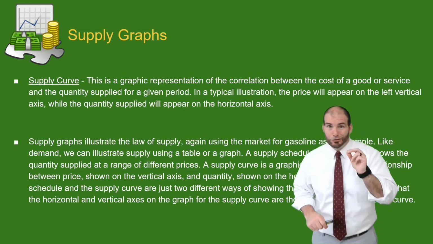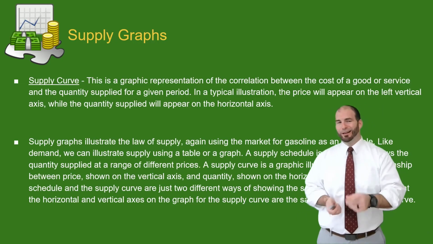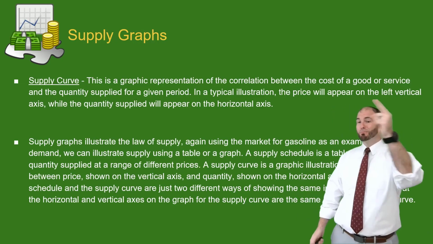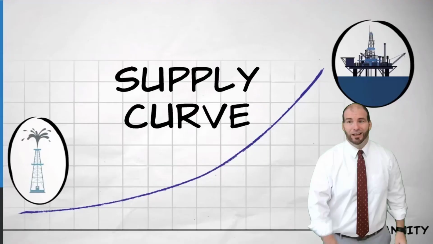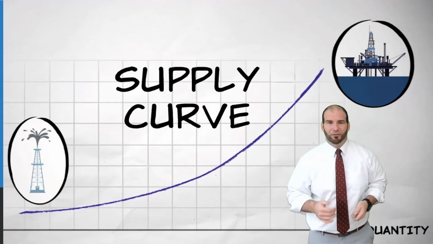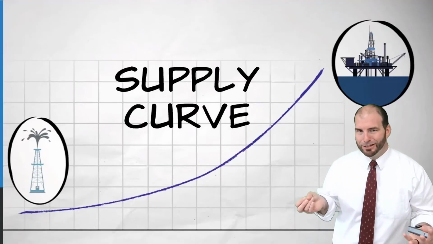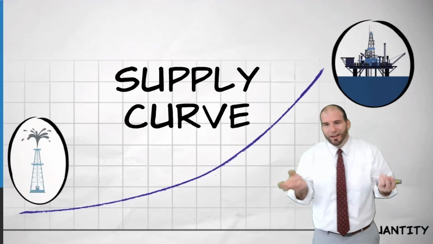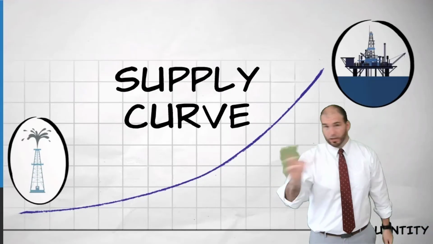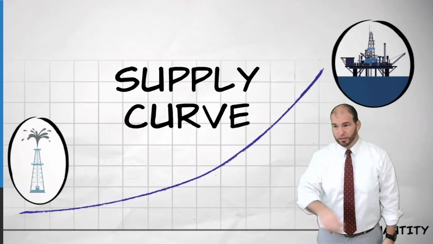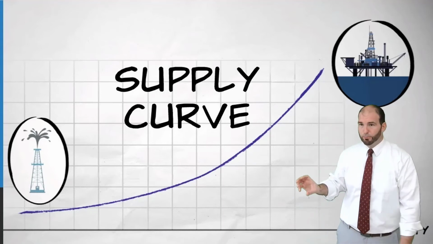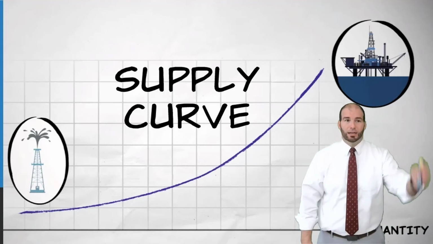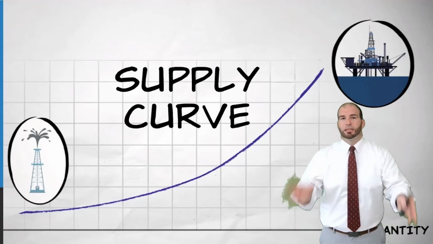All right, supply curve. Well, that sounds like demand curve. And you would be correct, all right? So supply curve is literally the opposite of a demand curve, all right? So just like with the demand curve, the quantity is on the bottom, all right? And the price is on the left. And let's keep it simple here.